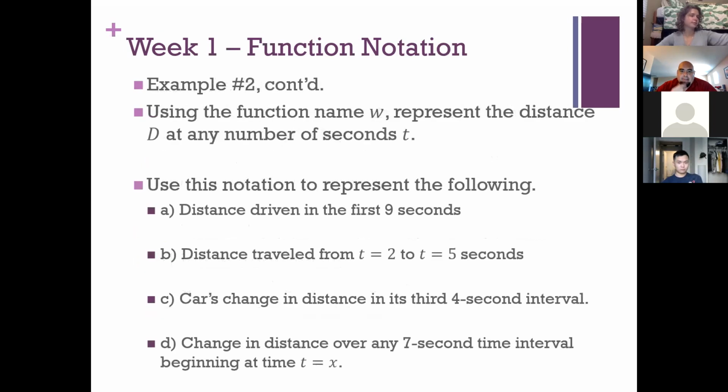So let's do some things with this context. Let's go the opposite direction now. I've given you these four parts here, A through D. I'm giving you a verbal description in English, and I want you to give me the function notation that would give that idea. So I have some function called W that represents the distance D at any number of seconds T. Again, I'll give you a couple minutes here. I have 3:19. I'll come back to you at 3:21, and I'll get a few volunteers for the function notation that gives me mathematically what I'm giving you in English there.